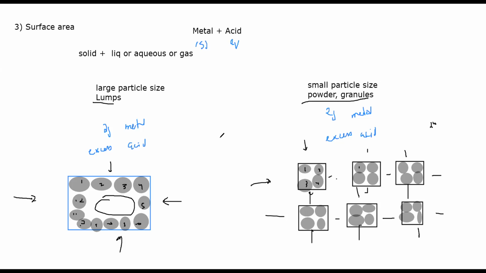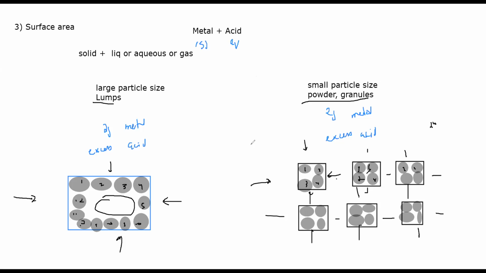The powder or the granules will react faster because there are more effective collisions. Look, for a lump, how many particles can react? Only 12. But as I divide this into smaller particles, 1, 2, 3, 4, 5, 6, 7, 8, 9, 10, all of these particles are exposed to the acid. If all of these particles are exposed to the acid, this will have more collisions. That's why it will have a faster rate.